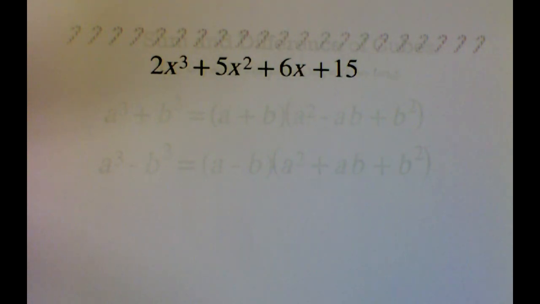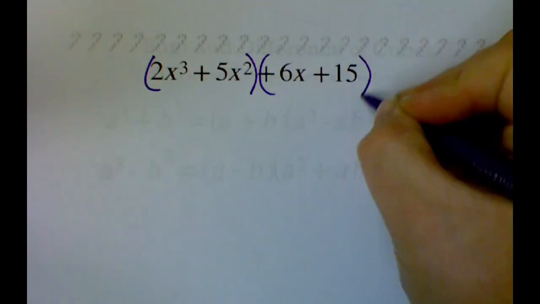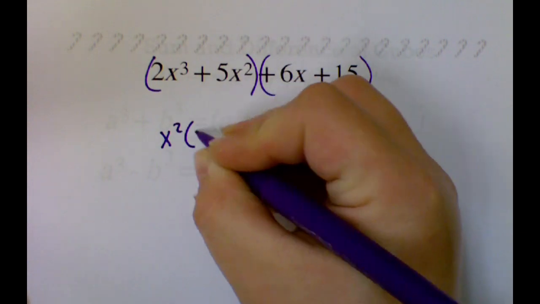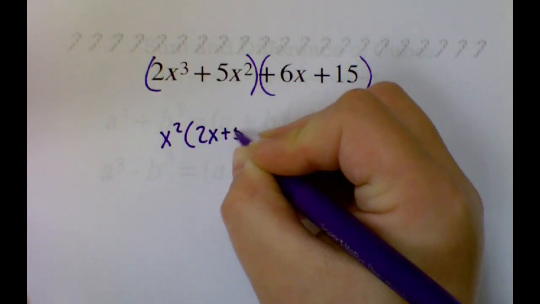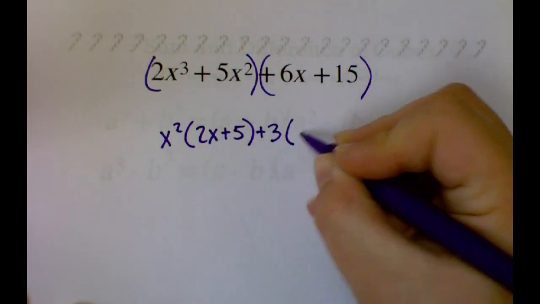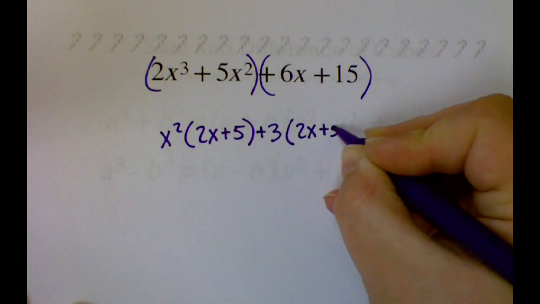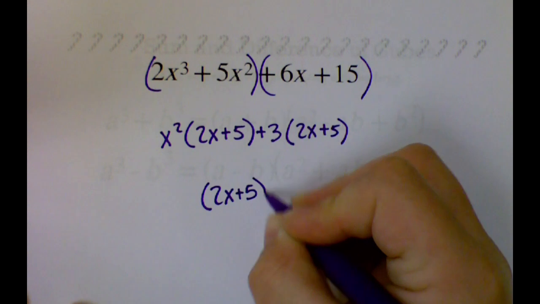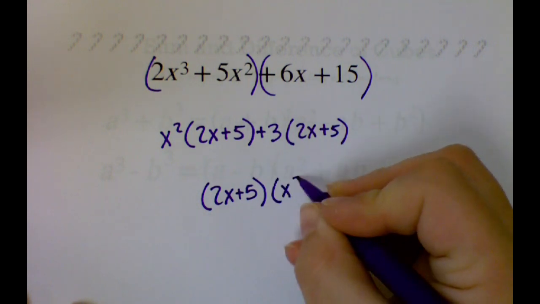And one more factoring by grouping example for us. Group together the first 2 terms and the last 2 terms. The GCF of the first 2 terms is x squared, leaving me with 2x plus 5. The GCF of the last 2 terms is going to be 3, leaving me with 2x plus 5. My first factor is 2x plus 5. My other factor is x squared plus 3.